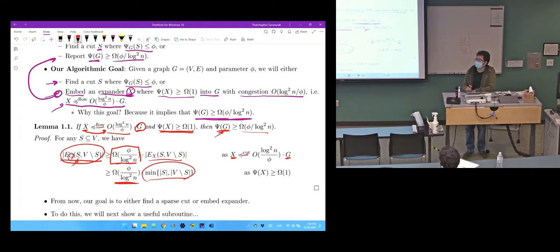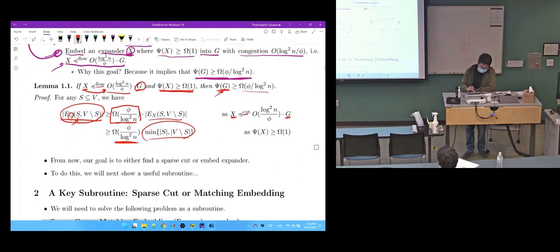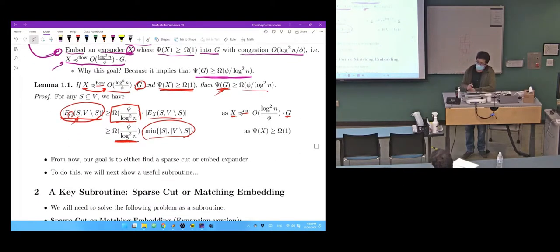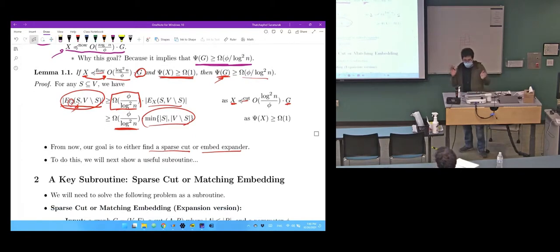Is it clear? Okay. All right, so from now, this is our goal. Either find a sparse cut or embed an expander with small congestion. Right? Once you can do this, either one of these, then you can approximate the expansion.